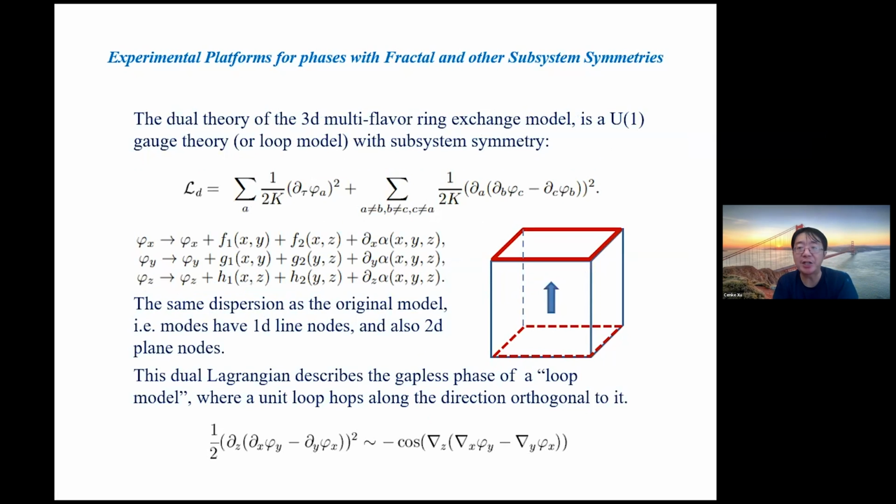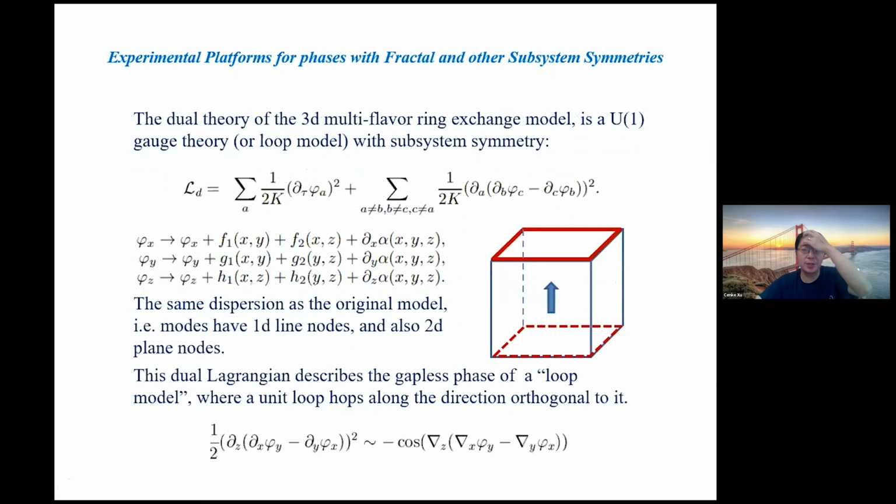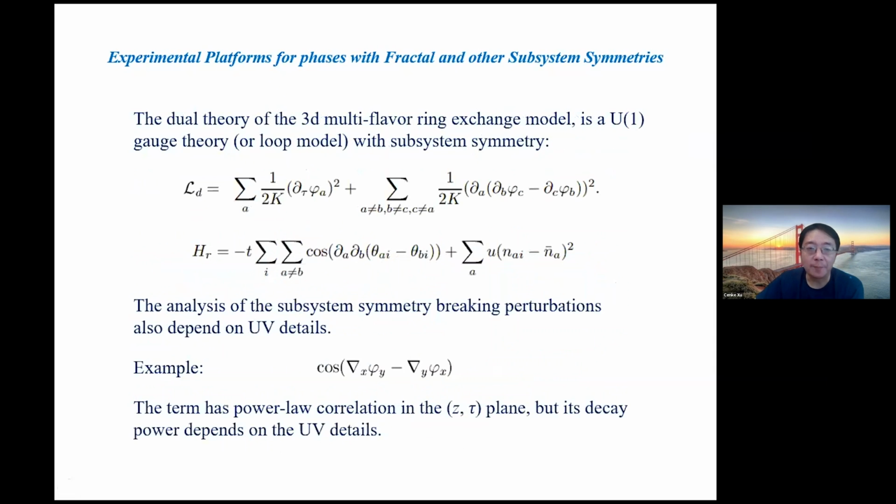Ordinary gauge theory will give us two transverse modes which are linear in momentum. But for this special gauge theory, it will give us two modes which look like this dispersion. It still has a line node and also a plane node.